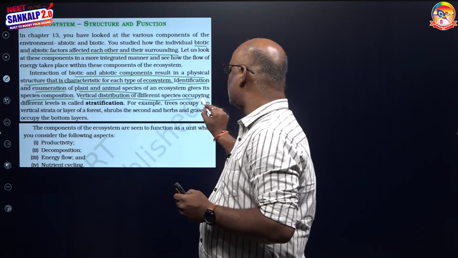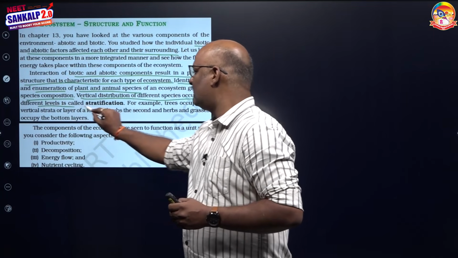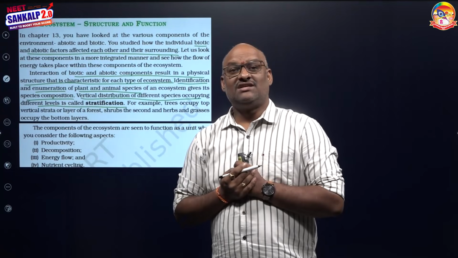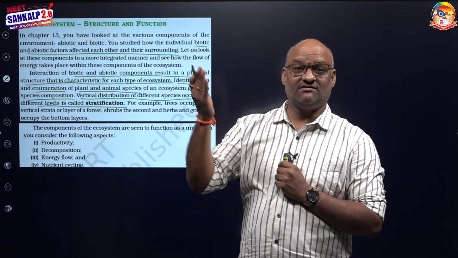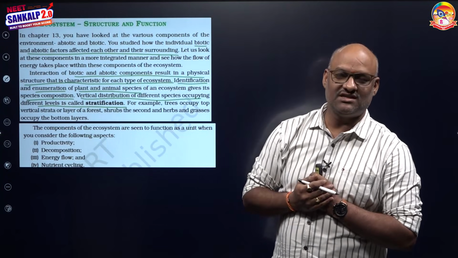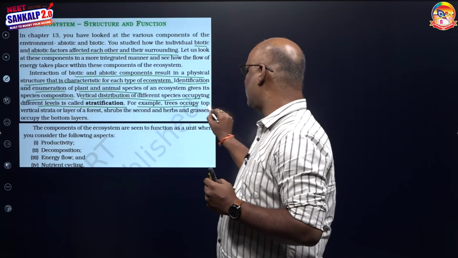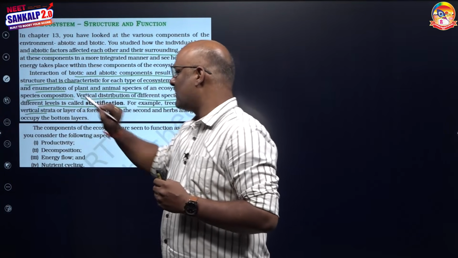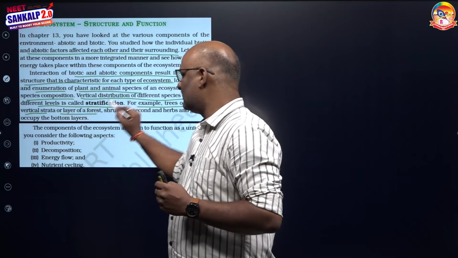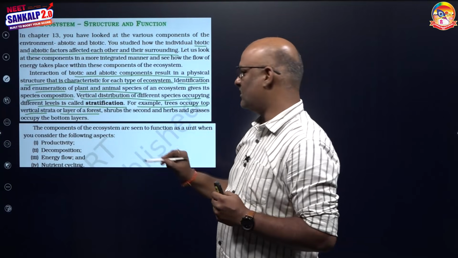The vertical distribution of different species occupying different levels is called stratification. Stratification is the vertical distribution of different species occupying different levels. For example, trees occupy the top vertical stratum, or layer, of the forest.